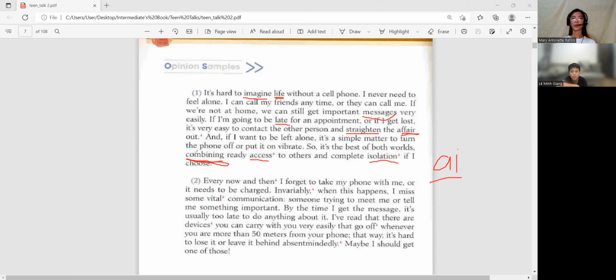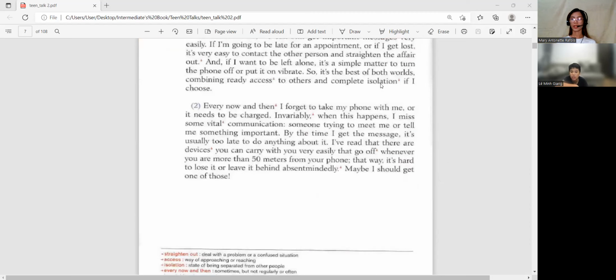Combining. Okay, we read this one as combining. Very good. And this one is access. Make it soft. Access. Very good. And this one is isolation. Okay, we read this one as isolation. Isolation. Okay. Anyway, we'll just try to learn that every meeting.